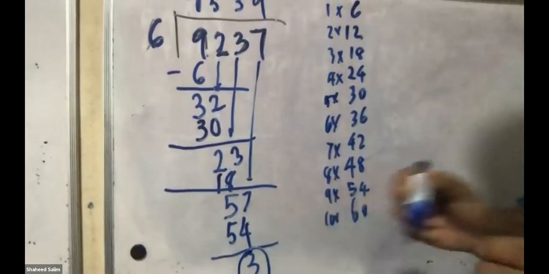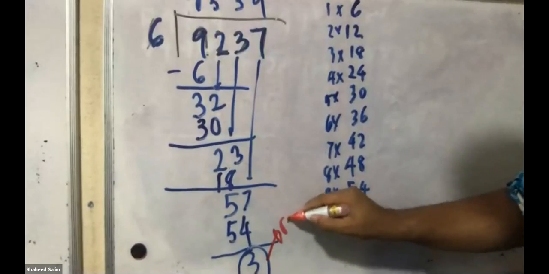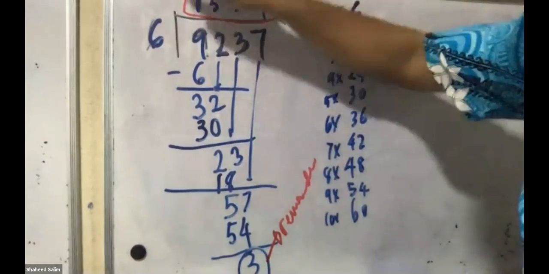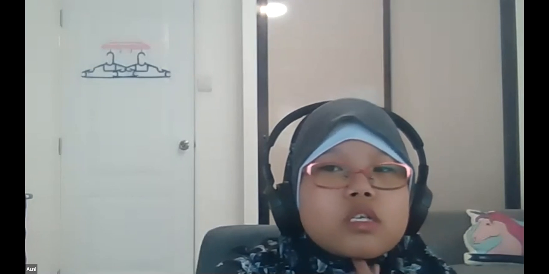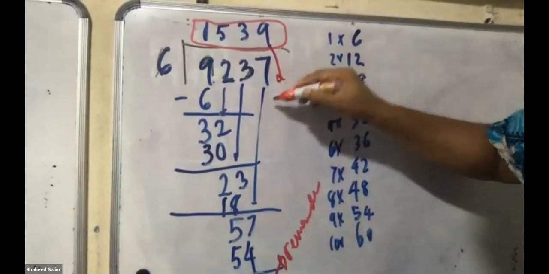So this is now called the remainder. Okay, remainder is here. Now what do we call this number here? Anyone knows? Quotient. Quotient. Very good. This one is called the quotient.